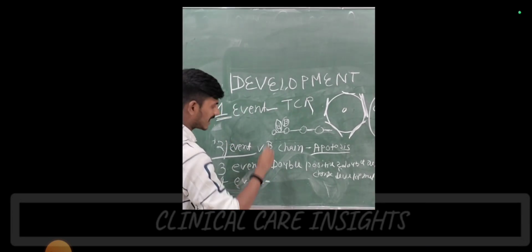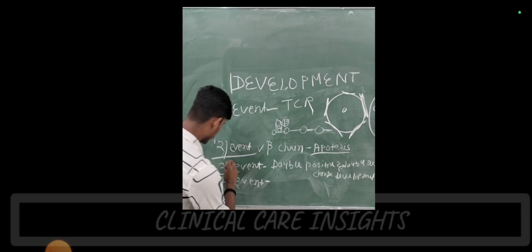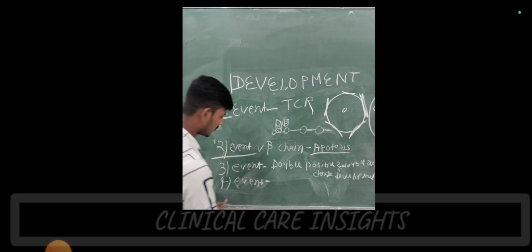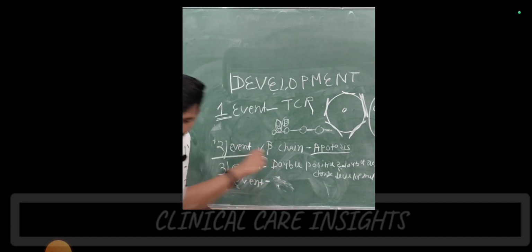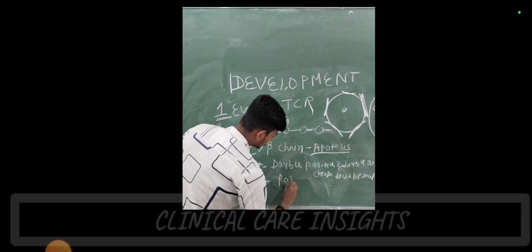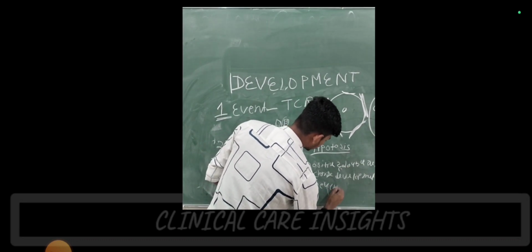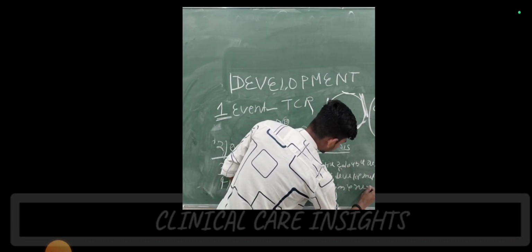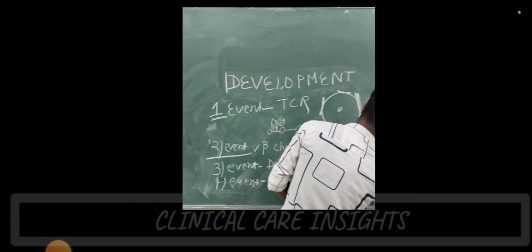Now you are thinking why I am teaching it in such detail. There is a significance. I will tell you in a few seconds. In the fourth event, what happened? There is a positive selection and negative selection.